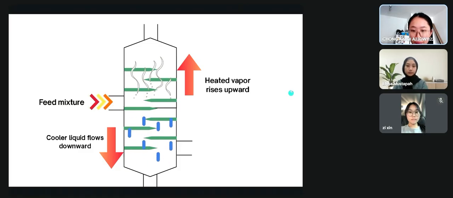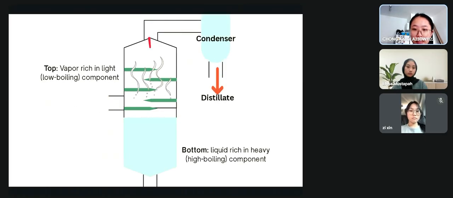As the vapor moves up, it will cool down, and the component with the lower boiling point will stay in the vapor and move towards the top, while the heavier component will condense and flow back down. At the top of the column, the vapor rich in light components is condensed into a liquid, and this is called the distillate. Meanwhile, at the bottom, the heavier liquid will remain, and this will be the residue.